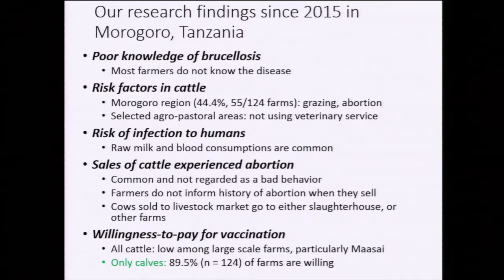When the farmers sell cows, they always have to sell at the livestock market. In the livestock market, the majority of cows go to slaughterhouses. However, some smaller proportion of cows go to other farms, where the disease spread could occur.